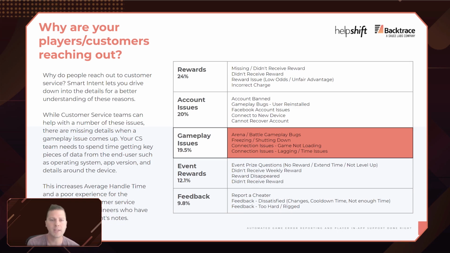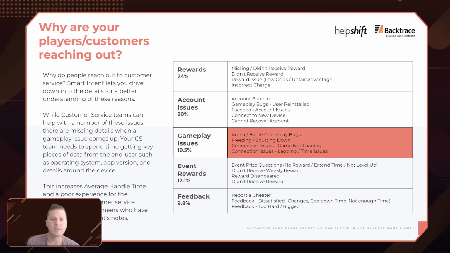So you'll see a tier one category is rewards, and then those subcategories, which are tier two, are missing or didn't receive or reward issues. What this helps us to do is to narrow down what type of issues you're seeing, and what we can automate and what we can't automate.